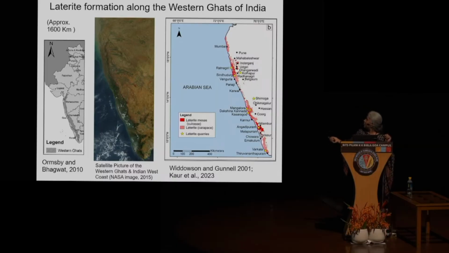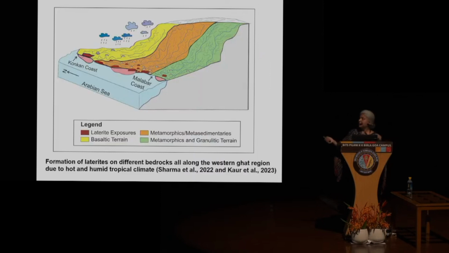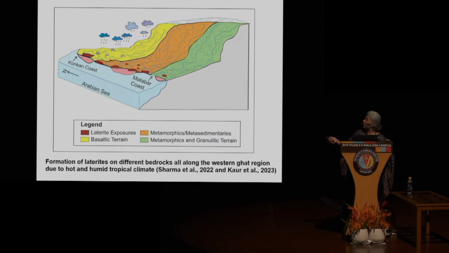So we see the location of laterite in the form of mesas and carapace, and some laterite quarries from where we extract the stone. So the quarries are marked in yellow. This is a very generalized profile where you all know where the Konkan coast is, the narrow track from where the Western Ghats starts, and the Malabar coast in the Kerala part. So we can see again the laterites forming all along the Western Ghats, and it is because of the hot and humid climate where the rain is torrential, and then there are periods of humidity, and the weather fluctuation leads to intensive weathering of this rock.